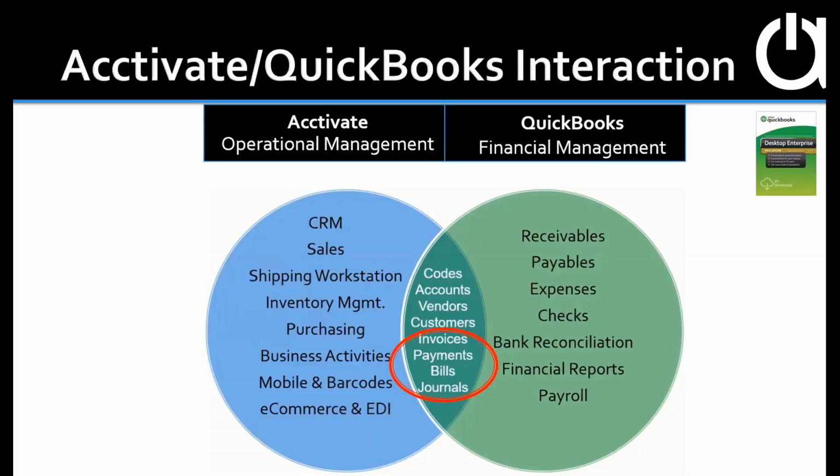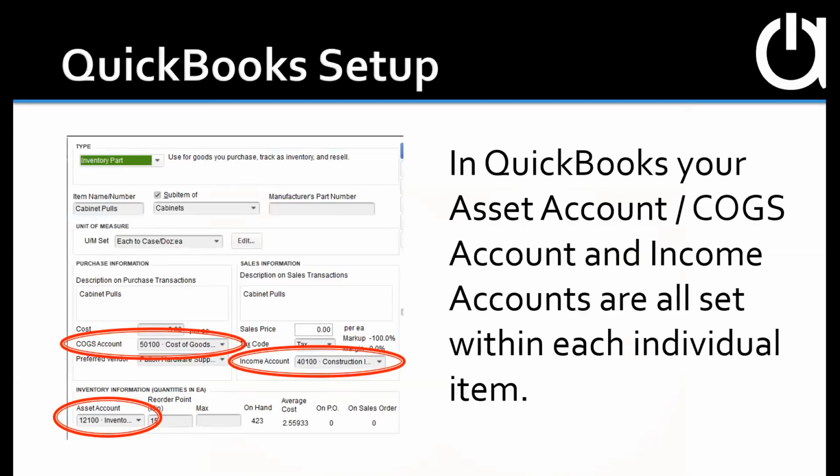Now, everyone, of course, is familiar with QuickBooks. So in QuickBooks, when you set up QuickBooks, you have one set of accounts to choose, and this is on every item. So you create an inventory part, you pick what's the cost of goods sold for this inventory item, what's the income account for this item, and what's the asset account for this item. Those are the three things that you have to pick for every item inside of QuickBooks.